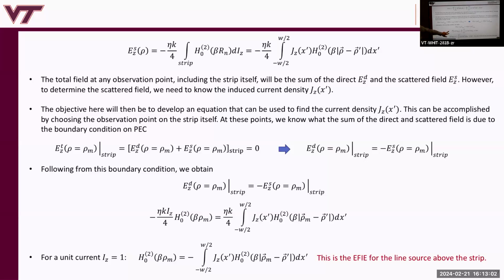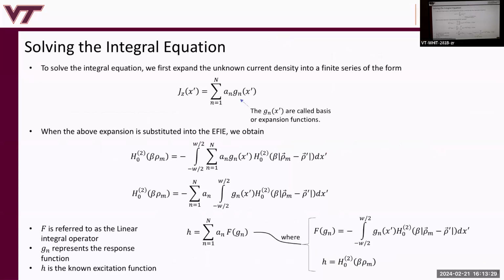This is your EFIE, electric field integral equation. All right, for a unit current amplitude, if I_z is equal to 1 amp, then you can cancel these coefficients on both sides, and you get this expression. All right, so now you should understand where this comes from. It's a boundary condition. We use a boundary condition where we know the total field on one side of the equation so that we can solve for the unknown in the integrand. All right? Good. So, okay, so how do we solve it now?